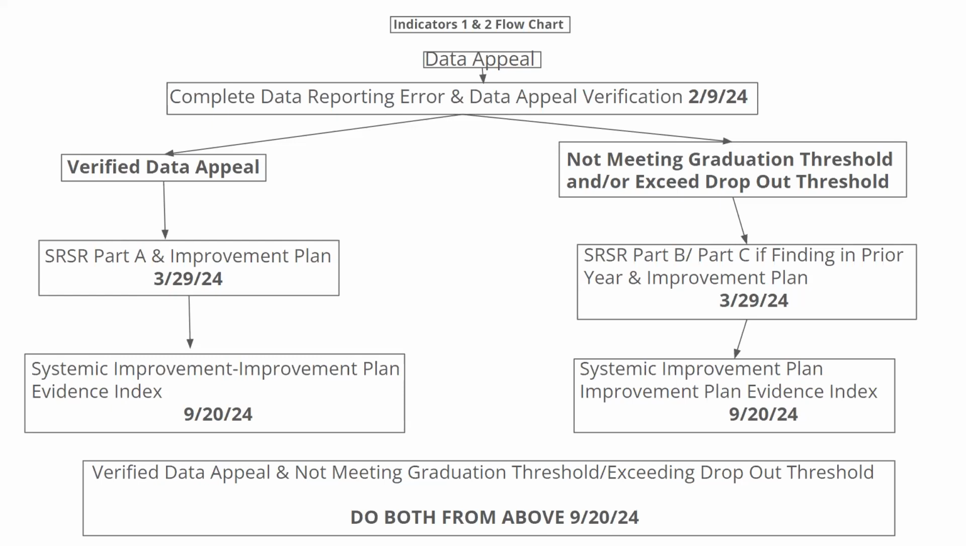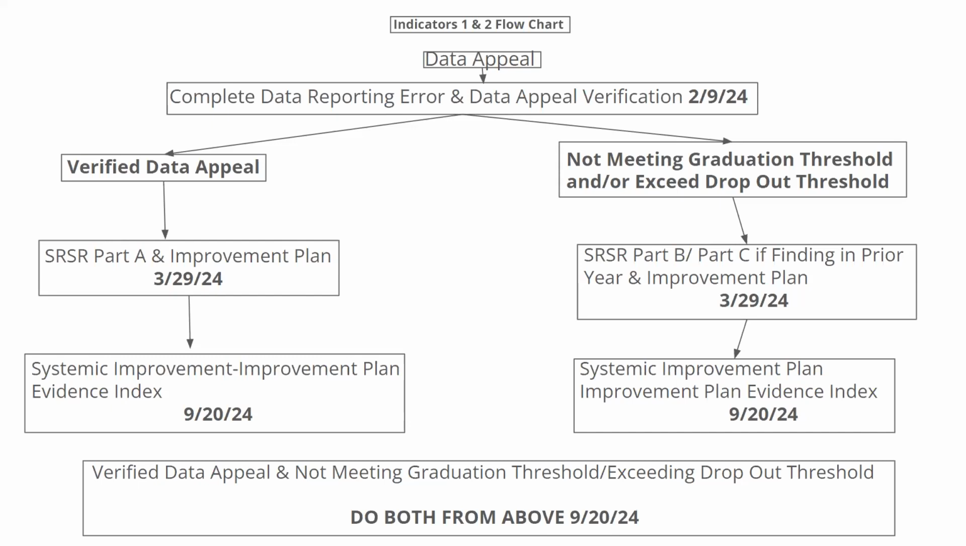On the right-hand side, if you did not meet the graduation threshold, or you've exceeded the dropout threshold, you will complete the SRSR Part B, and Part C if you had a finding in prior years, in last year, and you will do the improvement plan, and that will be submitted and uploaded by the 29th of March.